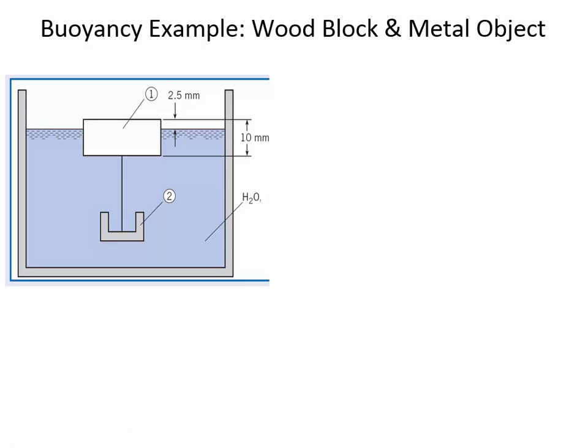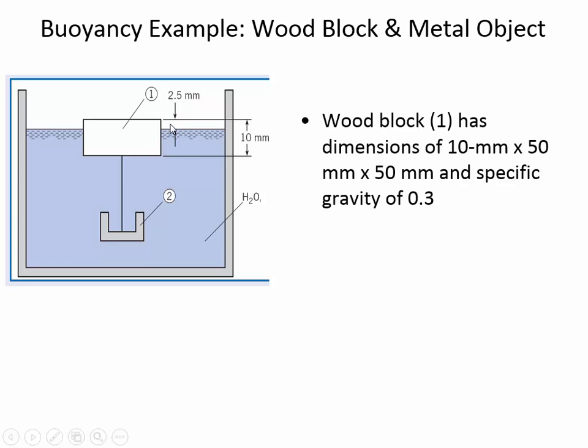Okay, here's one more complicated example that we're going to take a look at today. We've got a floating wooden block that's partially submerged, and it's connected to a metal object that is fully submerged, and the density of the metal is greater than the density of water. So this metal would sink to the bottom of the tank except for the fact that it's connected to this wooden block. And what we know about the block is its dimensions. It's 10 millimeters by 50 by 50, and we're given the specific gravity of the block.